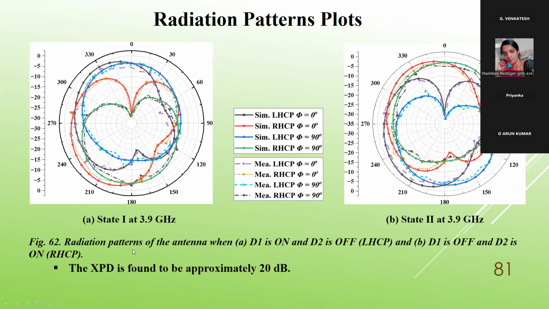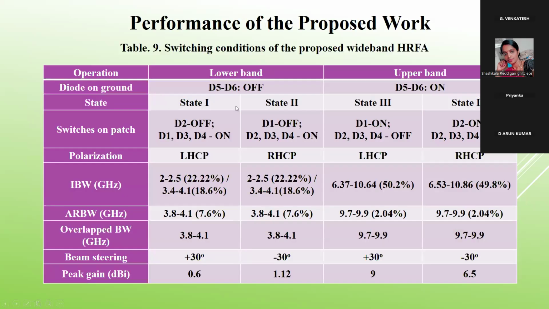So tilting is there, which shows the pattern reconfigurability. For the radiation pattern plots, this is a 2D plot where in the first case D1 is on and D2 is off, giving LSCP, and in the second case D1 is off and D2 is on, giving RSCP. The cross polar value is 20 dB. This is simulation and measurement for 0 degree and 90 degree, LSCP and RSCP, shown here.